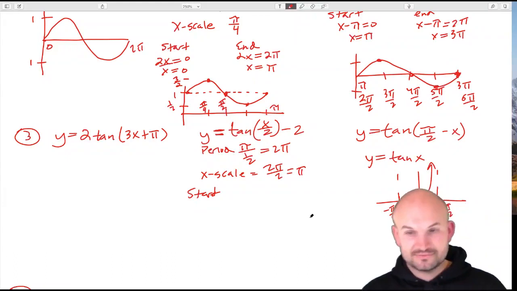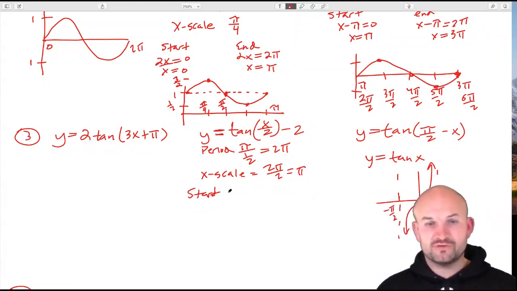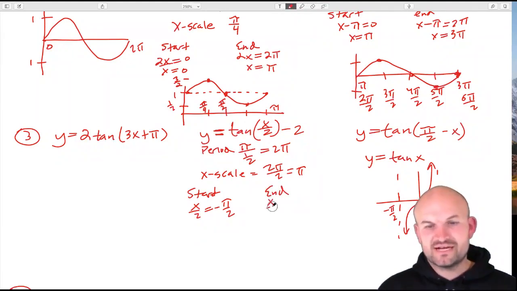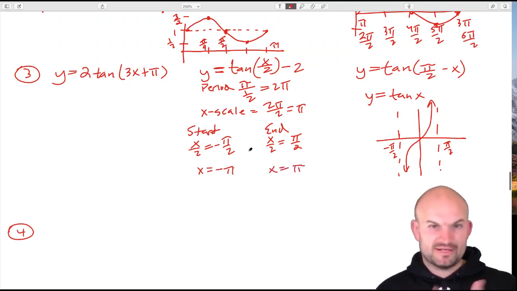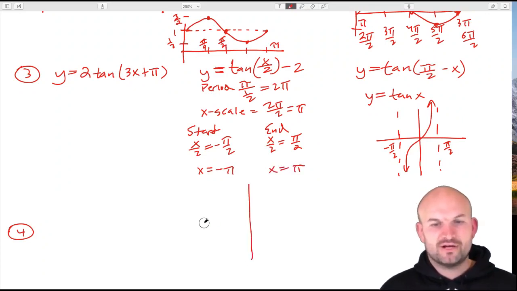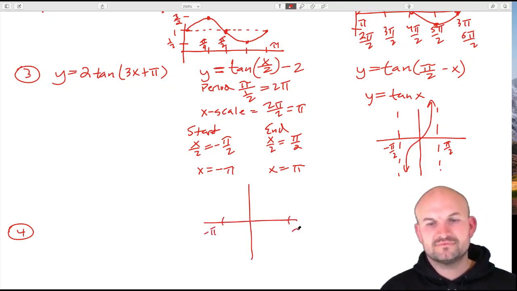So the start of the initial period is going to be whatever's inside your function equal to negative pi halves. And the end is whatever's inside your function equal to positive pi halves. And then just go and solve for x. In this case, we get negative pi, and x is equal to pi when you multiply by 2 on both sides. So when I go ahead and graph this, I'm at negative pi and pi.